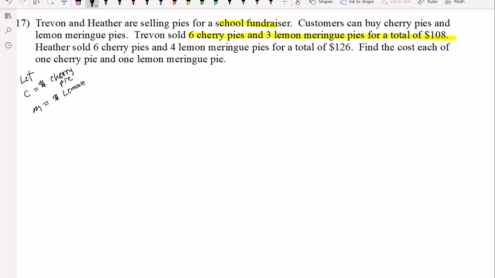Okay, so 6 cherry plus 3 lemon meringue for a total of $108. And then Heather sold 6 cherry pies, 4 lemon meringue for a total of $126.